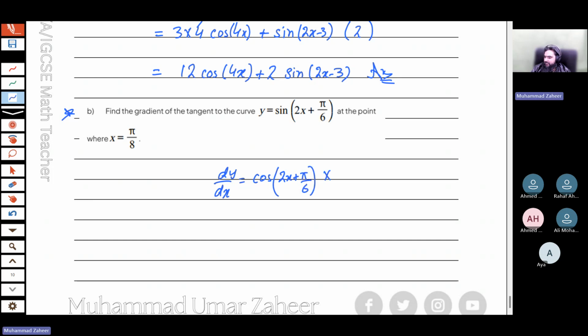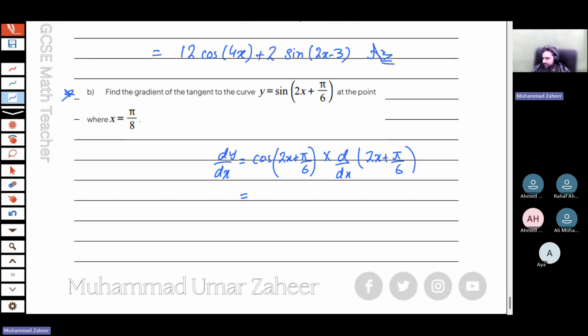Multiply by the derivative of their angle, that is 2x plus pi over 6. So cos(2x plus pi over 6). Pi over 6 is a constant value, so the derivative of 2x is 2. So the final answer is 2 cos(2x plus pi over 6). This is the gradient function we will get.